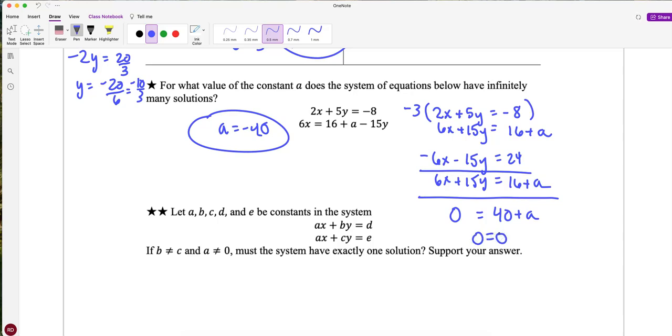The other way you can look at this answer is, if I look at the top equation to the bottom, it looks like 2 to get to 6, you're multiplying by 3. 5 to get to 15, you're multiplying by 3. So it means that in the next one, negative 8 times 3 is negative 24. So 16 plus a would have to equal negative 24 for those to be the same line, which would mean that a would have to be negative 40.